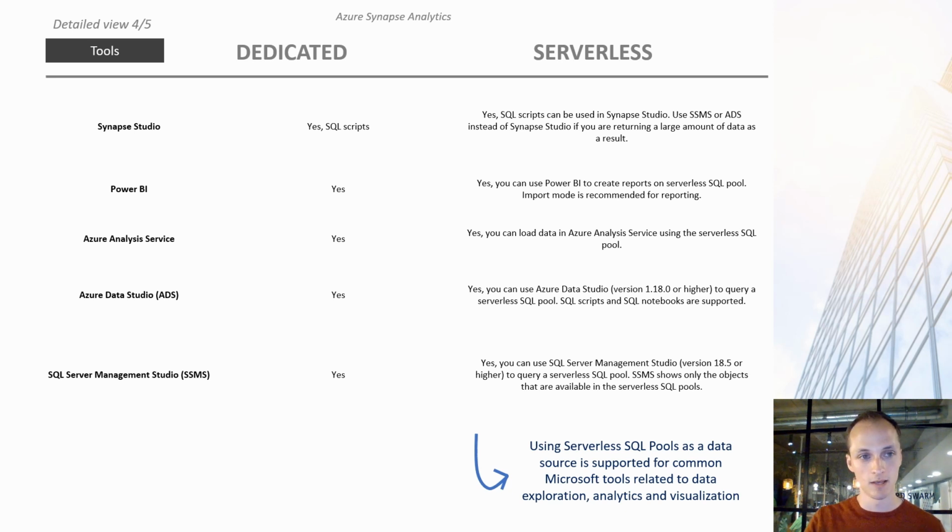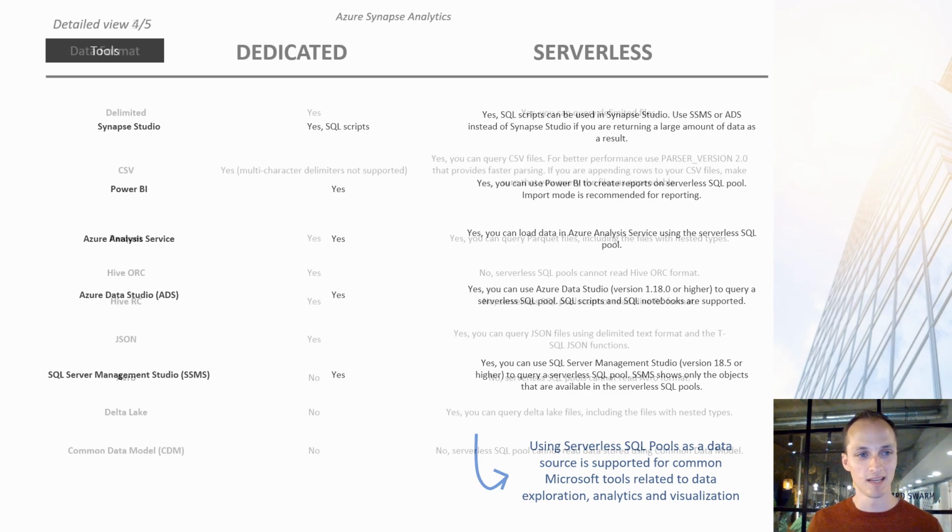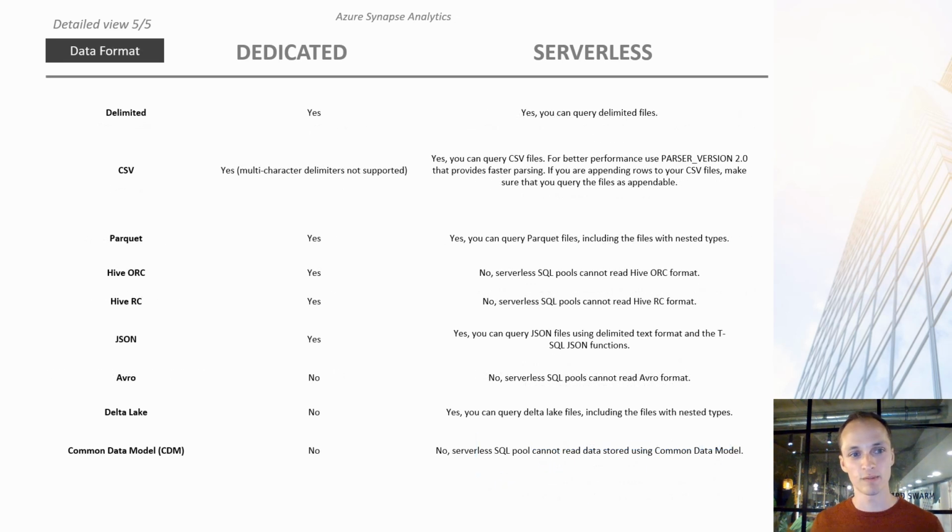All right. The last detailed view, we're almost through, is the data format. You have those different data formats: delimited, CSV, Parquet, and so on. As we already saw, serverless SQL pool is somewhat limited to that extent, but you have those relatively common data file formats like CSV and Delta Lake and so on.